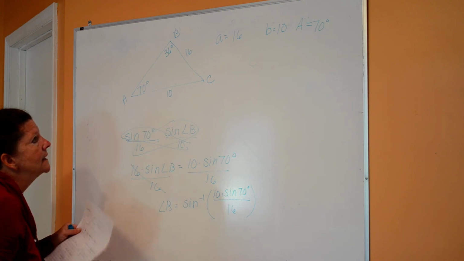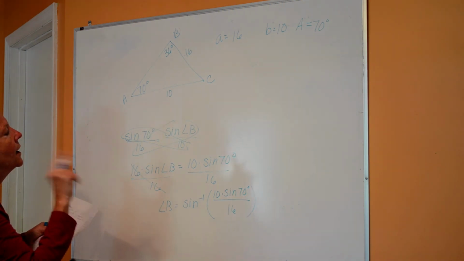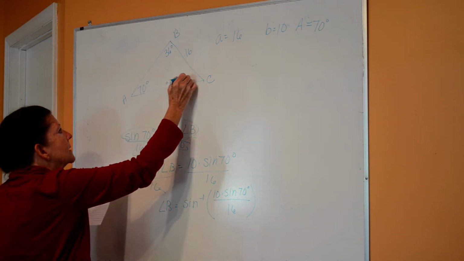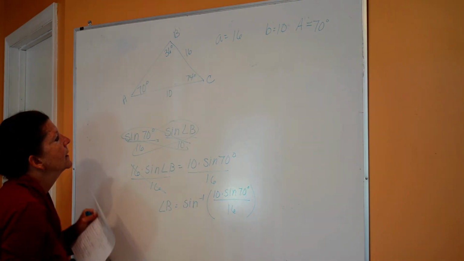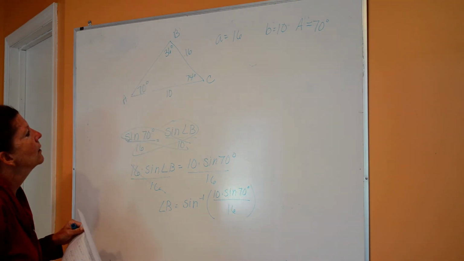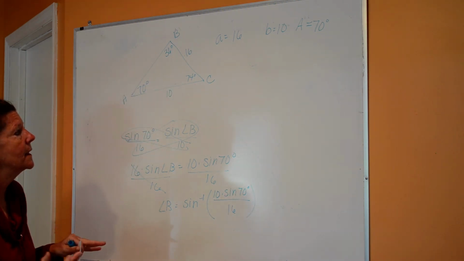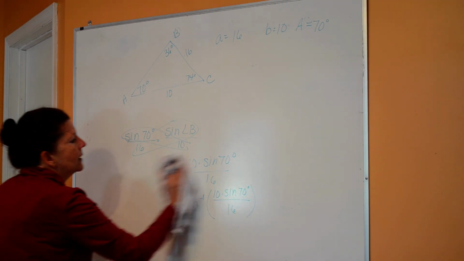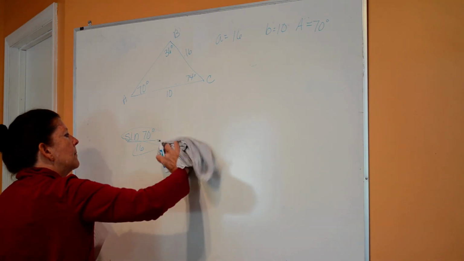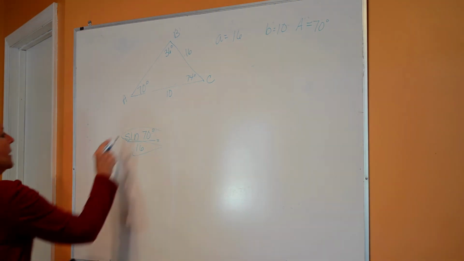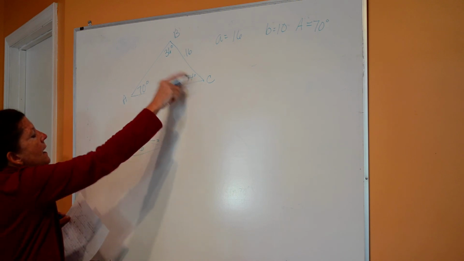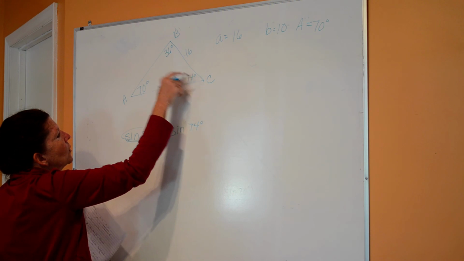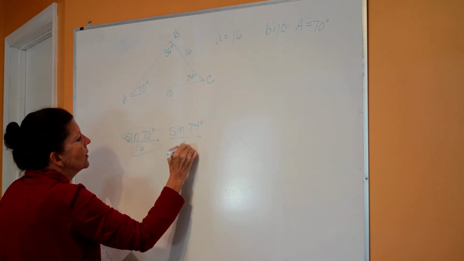Now I can find C because C is going to be 180 minus 70 minus 36, and that's going to give me 74 right there. So I still have one more side to find. Remember, I can't use Pythagorean theorem because this is not a right triangle. So I'm going to still keep my same basics over here. The sine of 70 over 16 is equal to the sine of 74, because that's the angle across from the side I'm trying to find, over C.